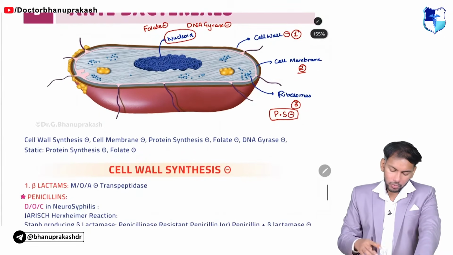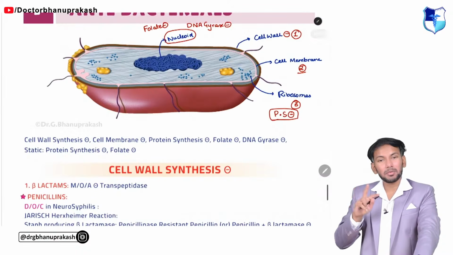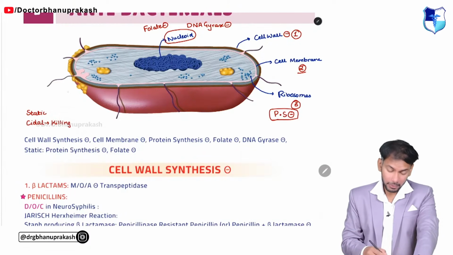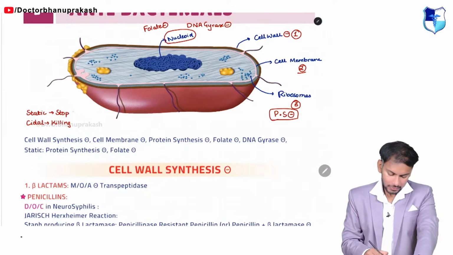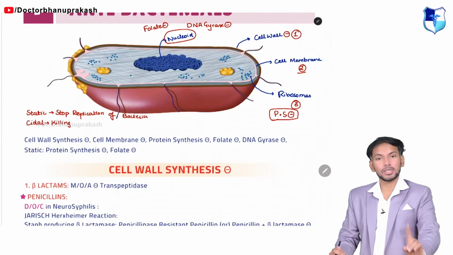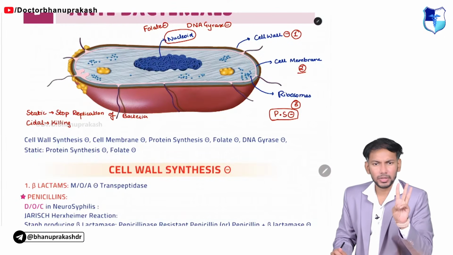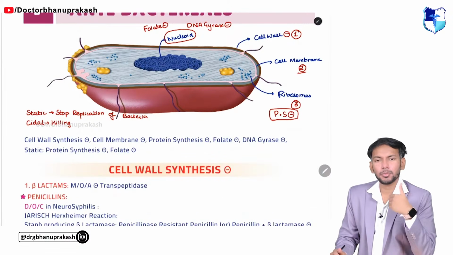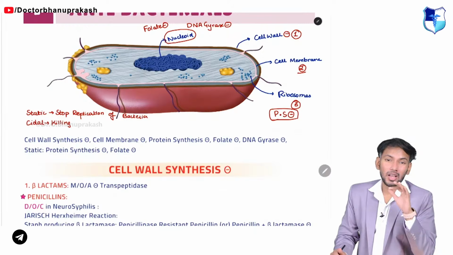Now, how do these antibiotics work? It can work via 2 mechanisms, either static or cidal. Cidal means it is killing. Static means it will stop replication of bacteria. This is the meaning of static. That's all. So there are these 5 classes: cell wall synthesis inhibitors, cell membrane inhibitors, protein synthesis inhibitors, folate inhibitors, and DNA gyrase inhibitors.